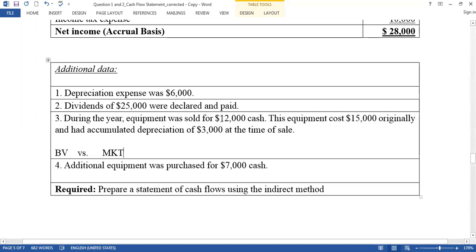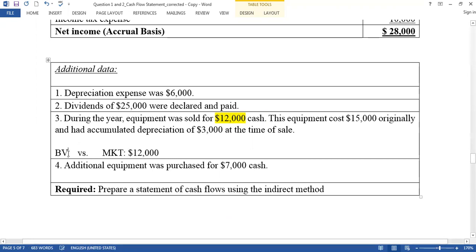Company sells equipment for $12,000 cash. What is the meaning? That means the company sells equipment and receives this cash from the market, right? So this is the market price. Market price is $12,000.